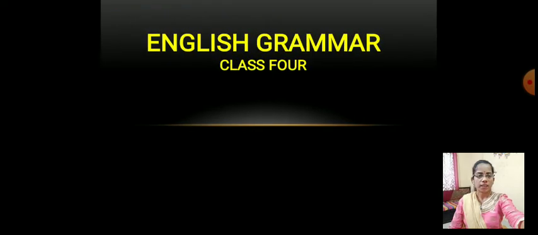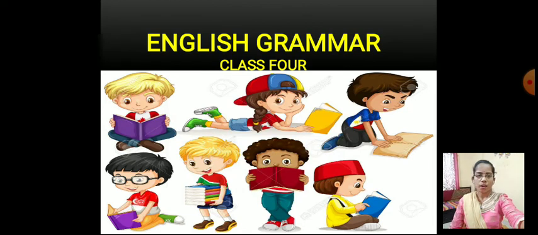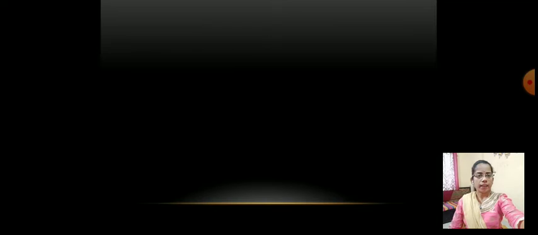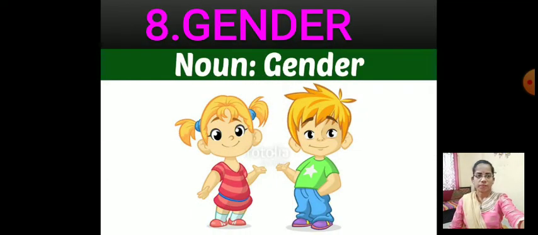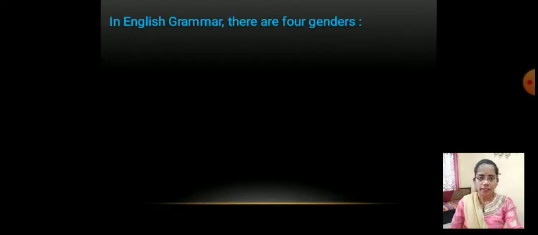Welcome again to the English grammar section, class 4. Today we are going to learn from English grammar, chapter 8, gender. Let's see. In English grammar, there are 4 genders. It means there are 4 kinds of genders.